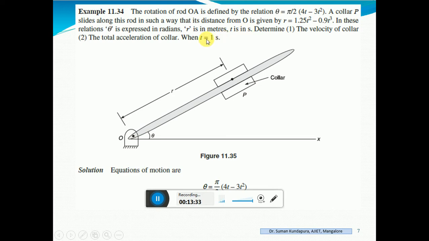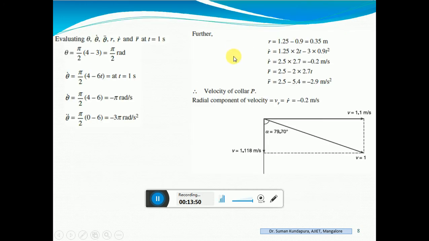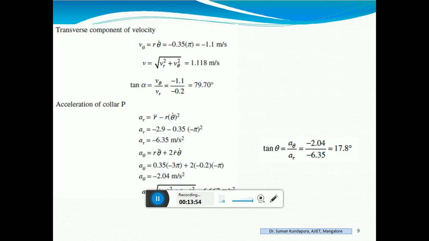Likewise, differentiate this R equation once and twice, and each time apply the value of t as 1 second and find out R dot, R double dot, theta dot, theta double dot, as well as theta, so that in your velocity, what is asked, velocity as well as the acceleration. Acceleration final equation is what? A is equal to square root of A theta square plus AR square. You have to find that out.